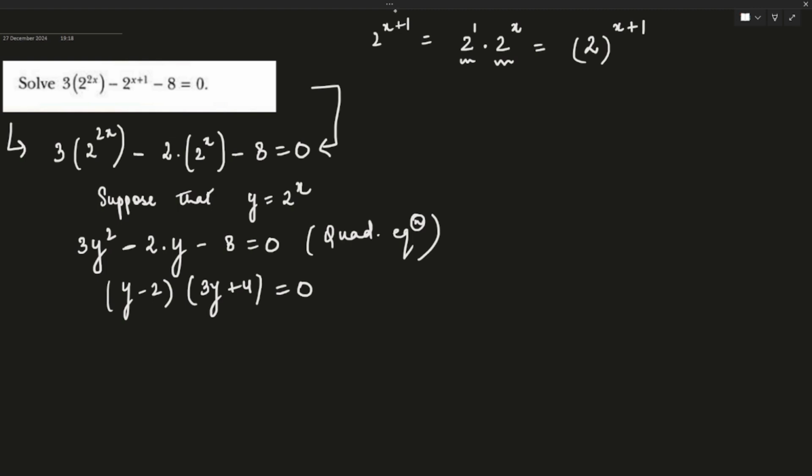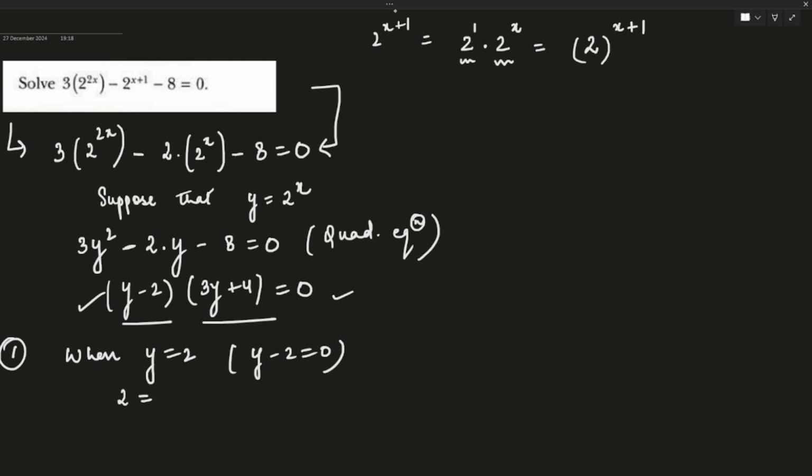So we'll find out the value of x with these y values. Let's take our first case, when y is equal to 2, because we have y minus 2 is equal to 0. We equate this factor with 0, so you get y is equal to 2. So when y is equal to 2, let's put the values here: 2 is equal to 2 to the power x, so x is equal to 1.